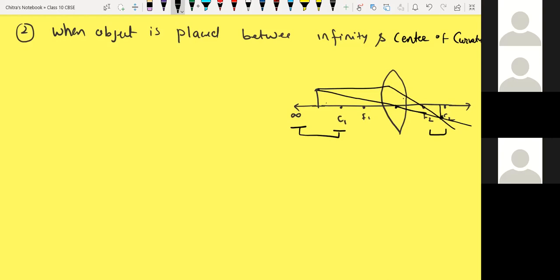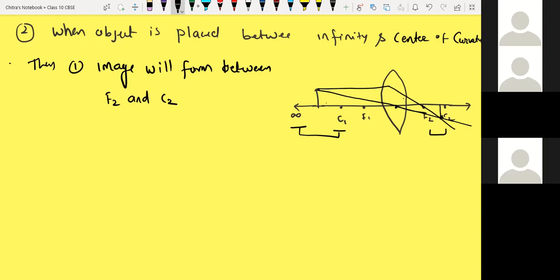So when the object is placed between infinity and the center of curvature, write number one: the image will form between F2 and C2. Yes, F2 and C2, beta. You can write 2F2 also.